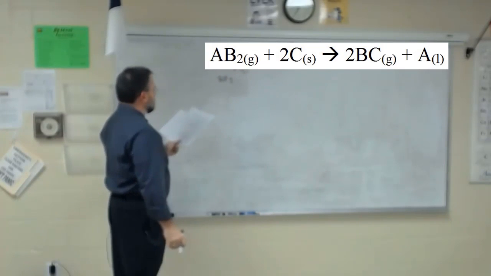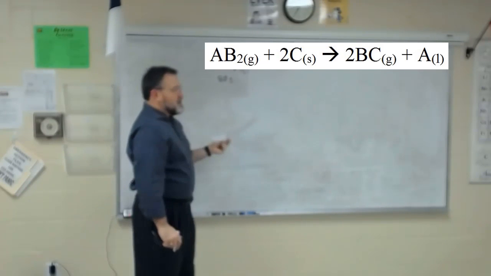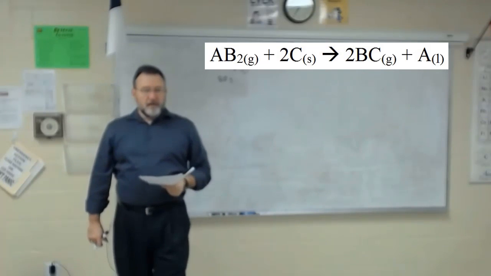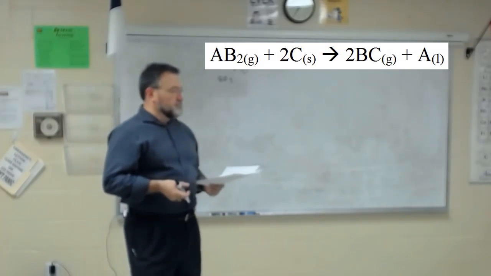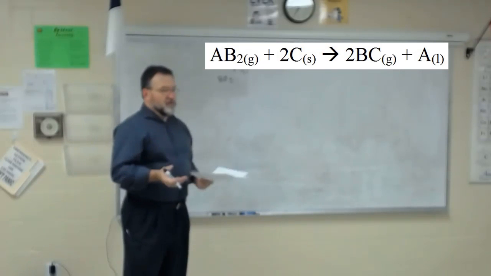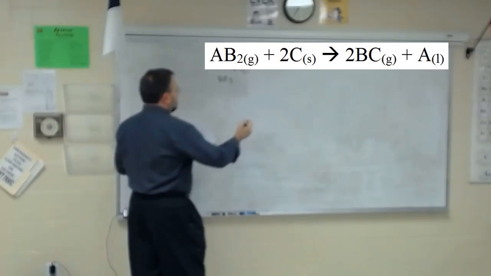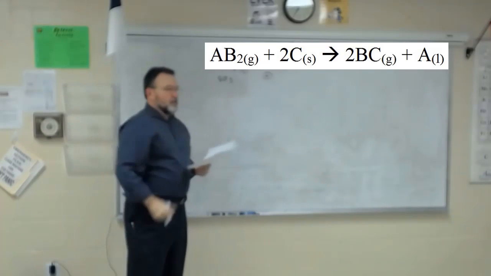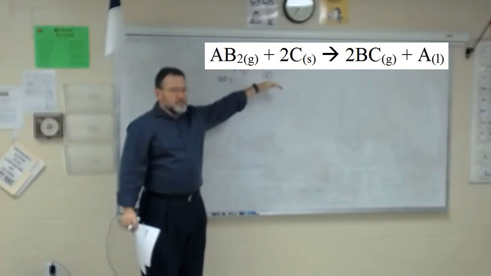So if 80 grams of AB2 reacts with excess C, how do I note excess? What's the symbology we use for excess? Plus sign. I just said plus sign. I tend to circle it. What does that mean if it's in excess? You've got plenty of it, right?